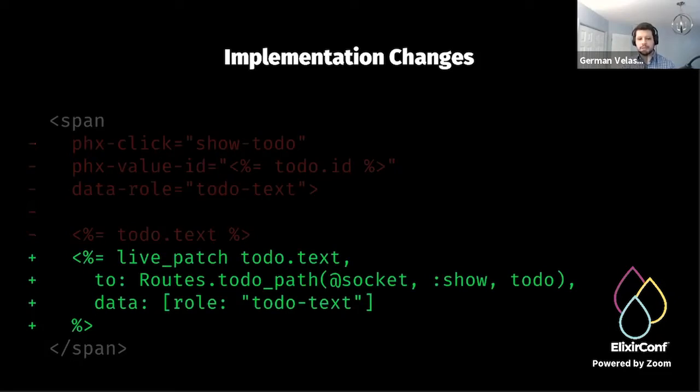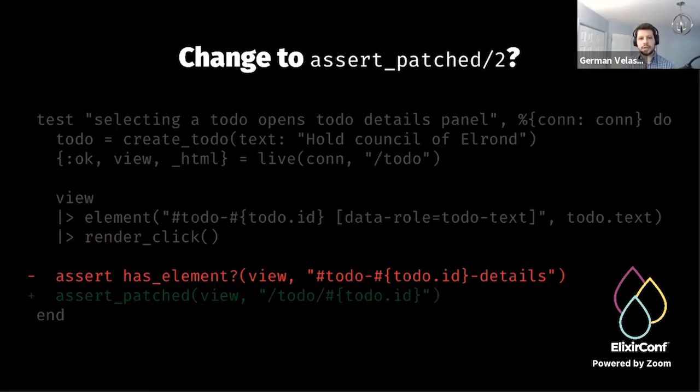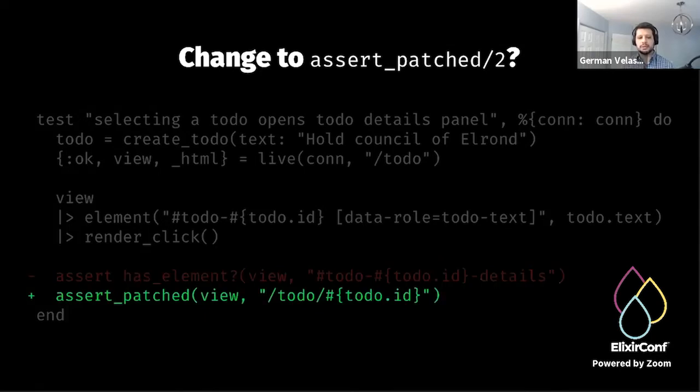What if we want to change that to a live patch, right? So we would use the handle params callback to define what's the current to-do, and that way we display the right component. The question from the perspective of tests is, should we change this test from asserting that we have this element on the page to asserting that we've patched the view correctly?